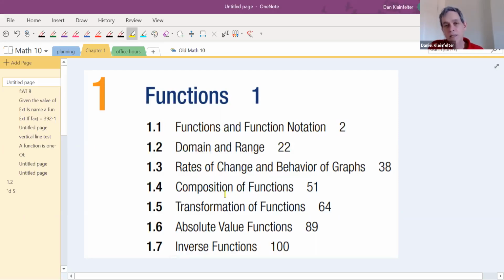1.4 is about composition of functions. And if you think about the word composition, it sounds like you're putting together something, like a musical composition is a putting together of basically a creation of a piece of music by putting things together.